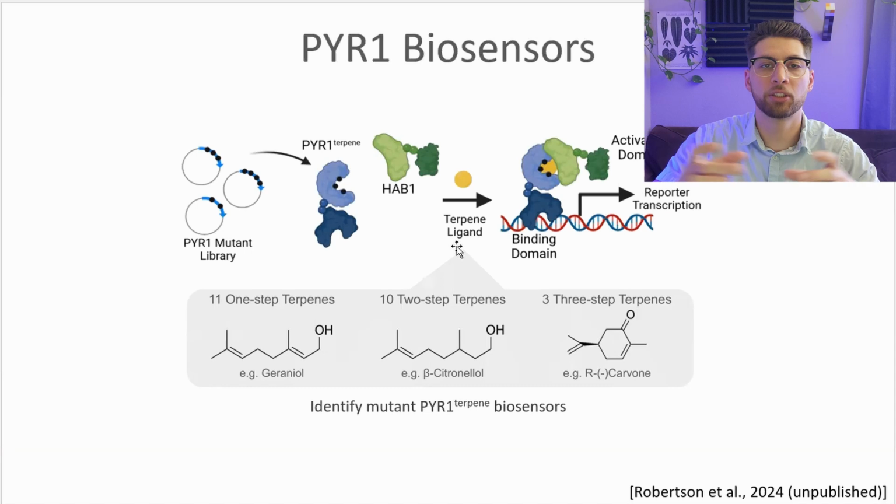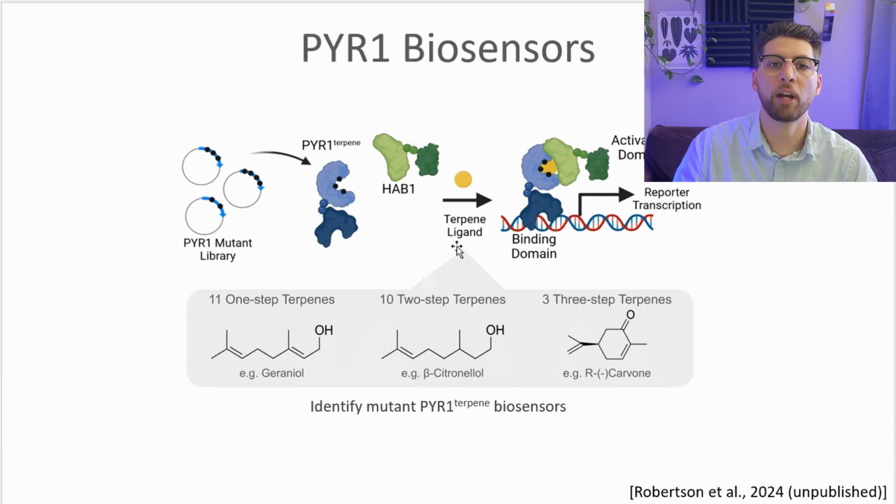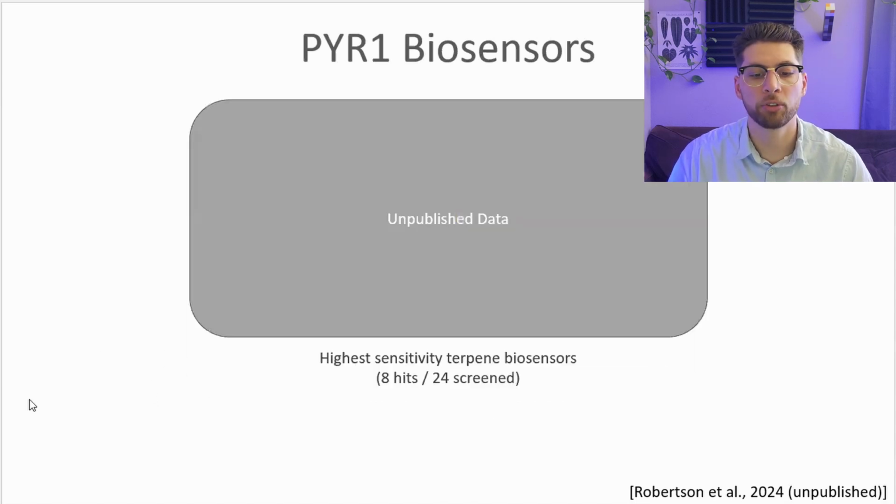We have several petri dishes with different terpenes in them, and then we put our library of yeast that contain the mutant biosensors on those plates, and then the cells that respond to the chemical in the agar will grow and the other cells will die. So in this story, we screened 24 different terpenoids. These are monoterpenoids that would be relevant for metabolic engineering. So we screened 24 of them, and from screening 24, we got sensors for 8 of them.